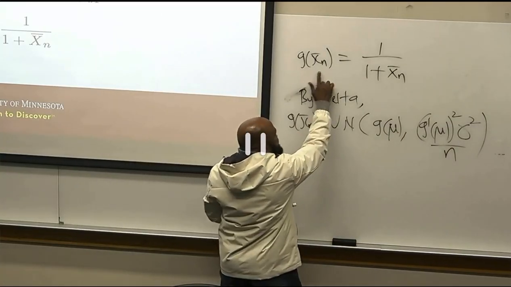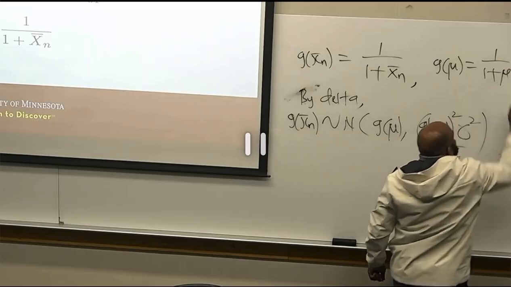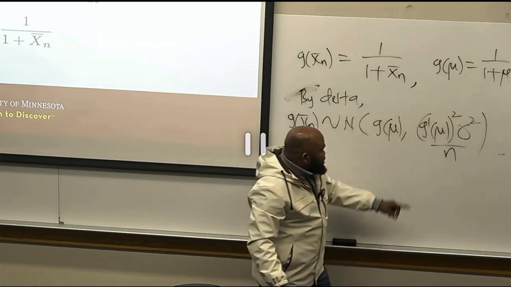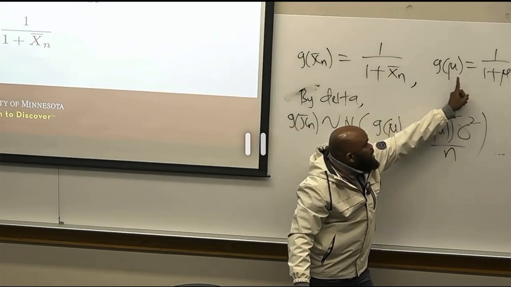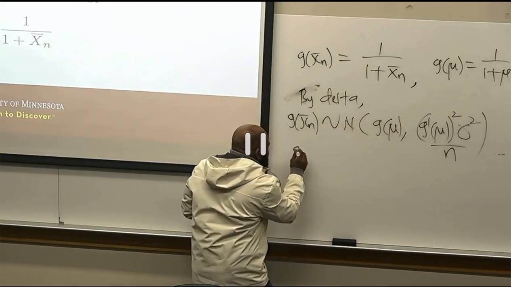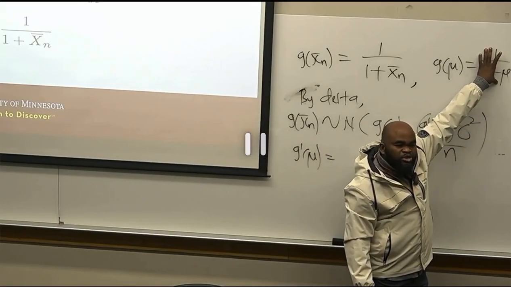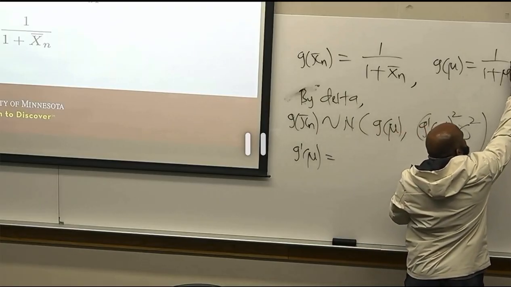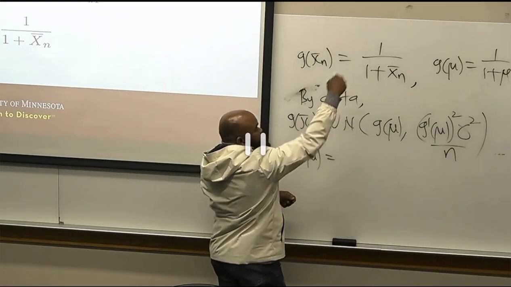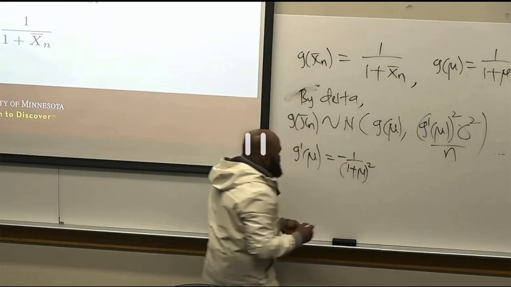Now, if the g of x bar equals that, then you're going to write your g of mu. That is the first thing. Look at that. If the g of x bar equals that, the g of mu equals that. Now, the g of mu is 1 divided by 1 plus mu. Then I need the derivative. What is the g prime of mu? I want to differentiate this with respect to mu. Now, this is the same thing as 1 plus mu raised to power negative 1, right? So if I differentiate that, I'm actually going to have negative 1 over 1 plus mu squared.